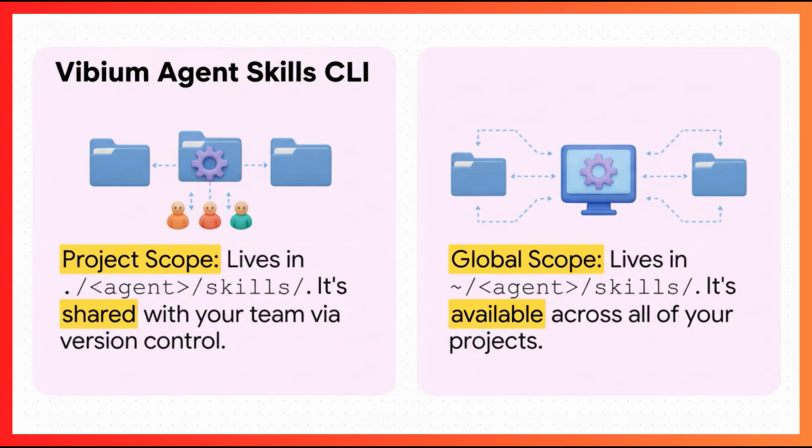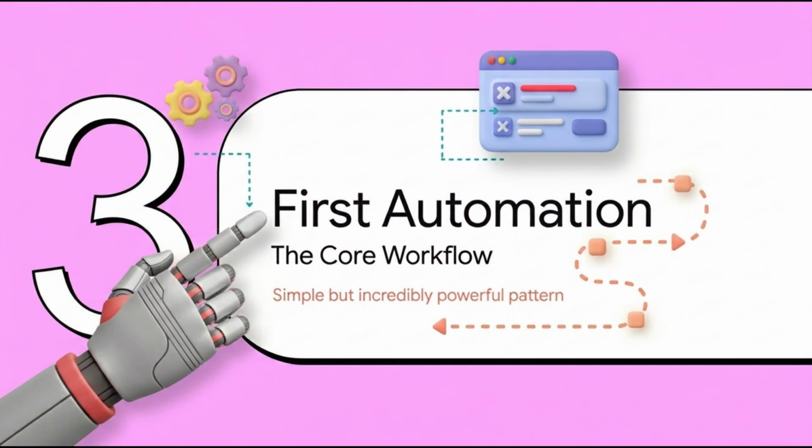Now here's a really important distinction: where you install the skill. By default, it gets installed at the project level. This is awesome for team collaboration because the skill gets checked right into version control with the rest of your code. But if you want a skill to be available for every single project on your machine, you just add that little -g flag for a global installation. Simple as that.